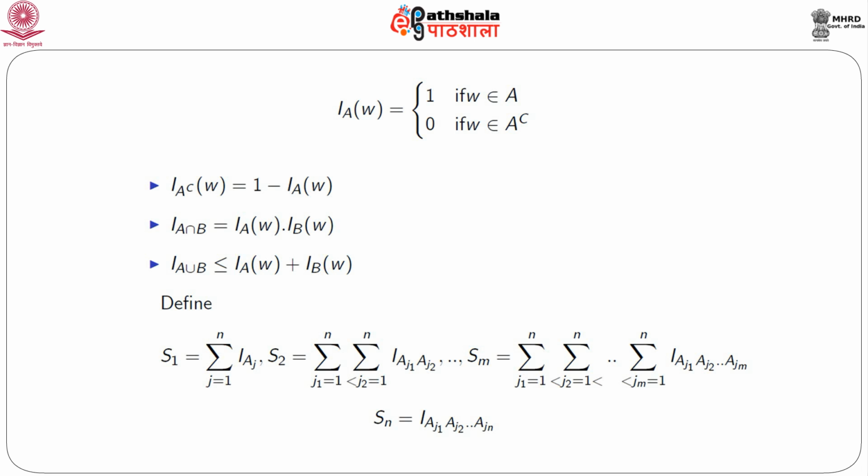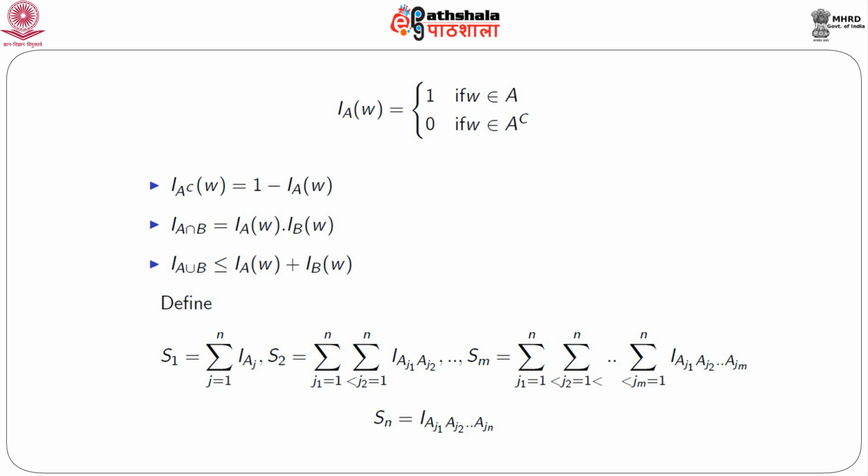To prove or to describe two more results, we define partial sums. S1 is the sum over j from 1 to n of I_{A_j}(ω). S2 is the sum over j1 and j2, with j1 less than j2, both ranging from 1 to n, of I_{A_j1} I_{A_j2}. This term will contribute if and only if ω belongs to both of these two sets. Similarly, Sm is defined as the sum of I_{A_j1} I_{A_j2} ... I_{A_jm}. So, I am considering m sets A_j1, A_j2, ..., A_jm.